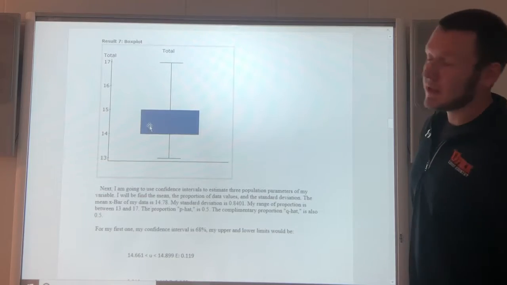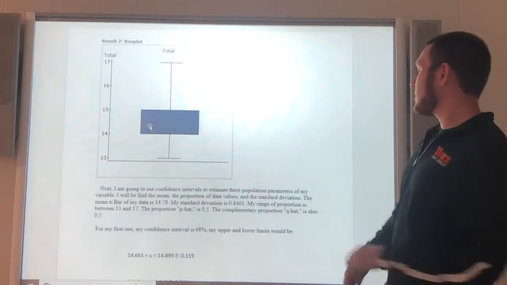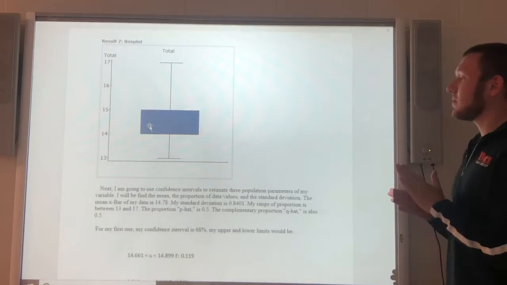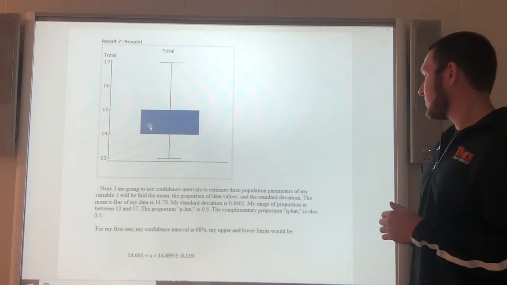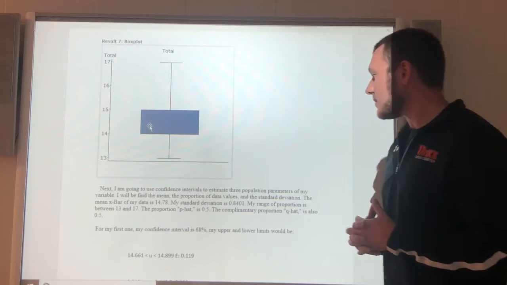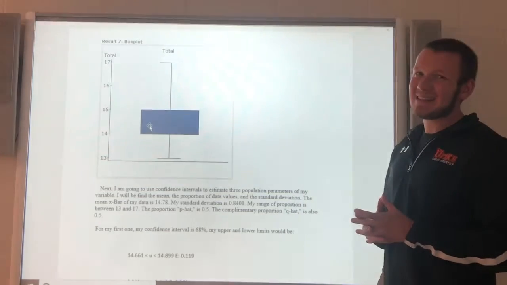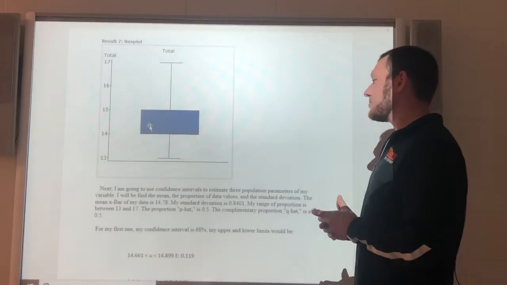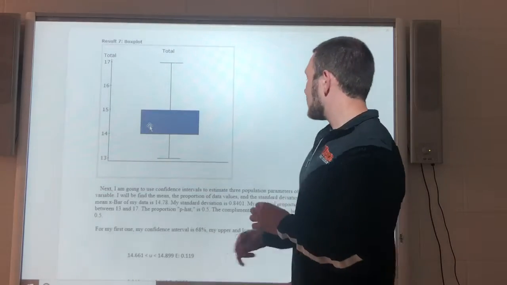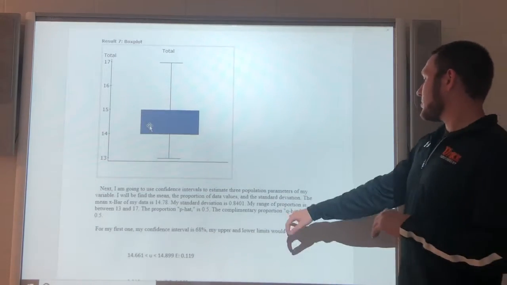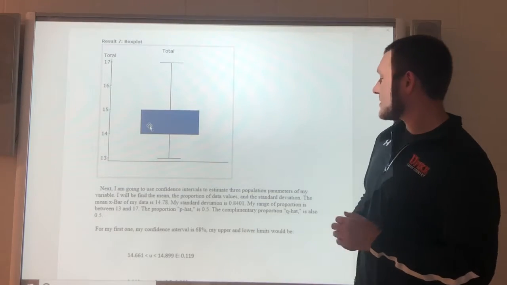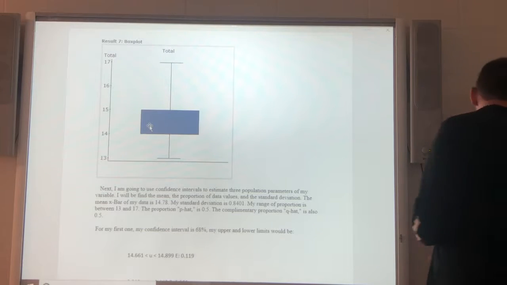So now I'm going to use confidence intervals to estimate 3 population parameters in my variable. I will be able to find the mean, the proportion of data values, and the standard deviation. The mean, the x-bar of my data, is 14.78. My standard deviation is 0.8401. My range is between 13 and 17. The proportion, or p hat, is 0.5, and the complementary proportion, or the q hat, is also 0.5. My first one, the confidence interval is 68%, and my upper and lower limits would be as follows.